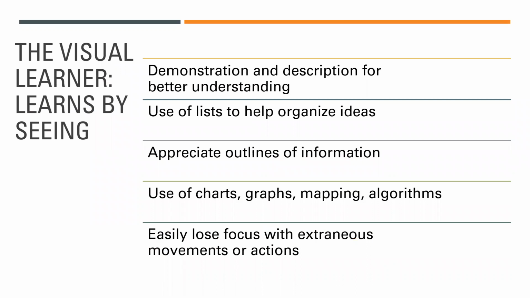A visual learner learns by seeing. Demonstration and description for better understanding. Use of lists helps organize ideas for these individuals. They appreciate outlines of information. They use charts, graphs, maps, and algorithms. And finally, they can easily lose focus with extraneous movements or actions.